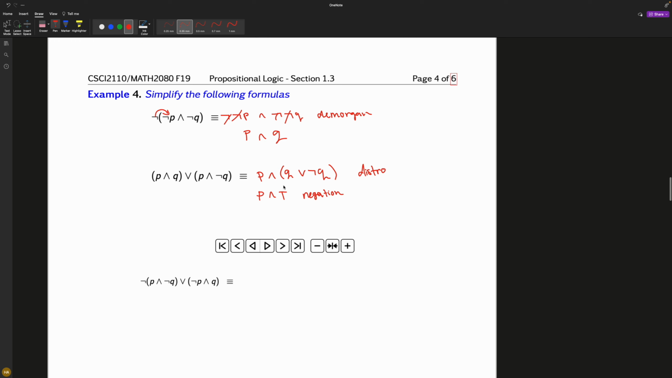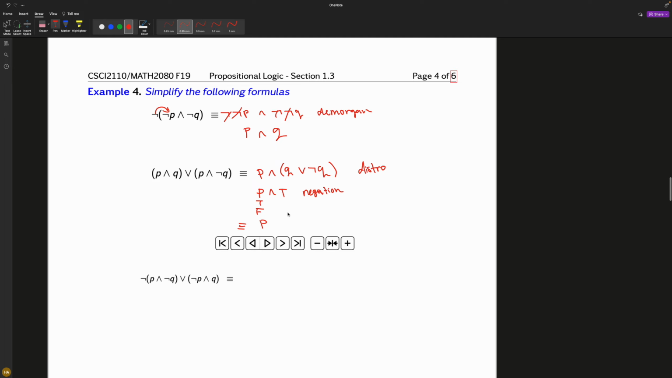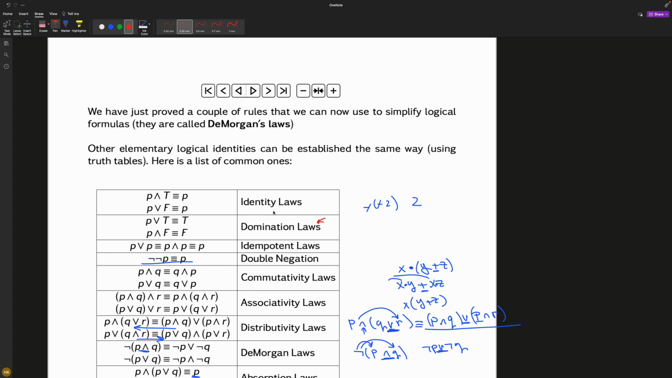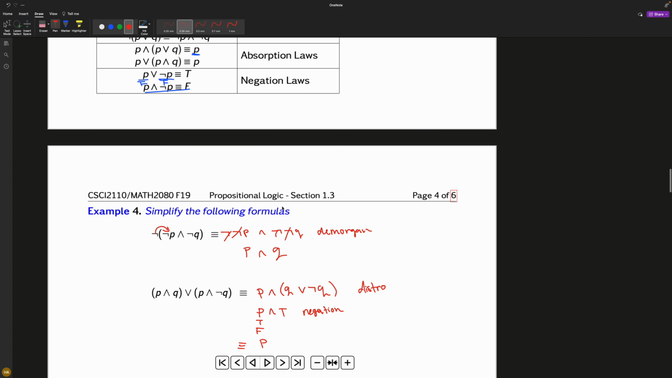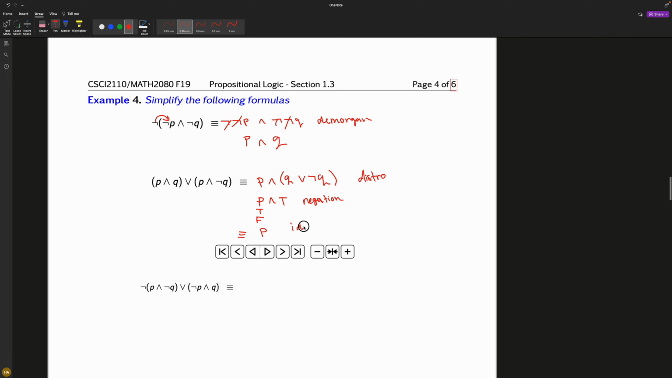And obviously if we're saying P and true, we know this is always true, but if this is true, this will become true. But if this is false, this will become false. So it only really depends on P, right? And so the answer is only P. And this one I believe is the first one. Yeah, identity law. So this is identity.